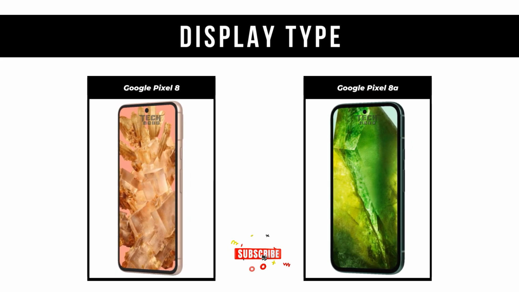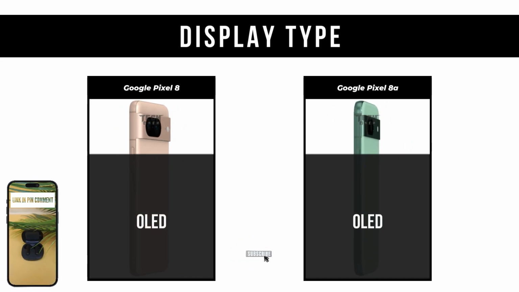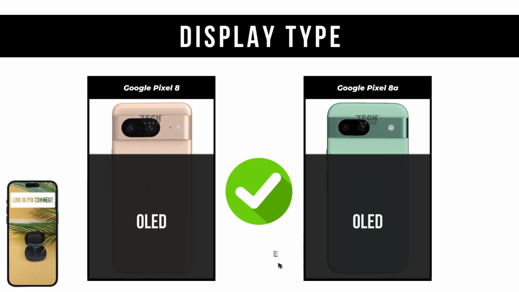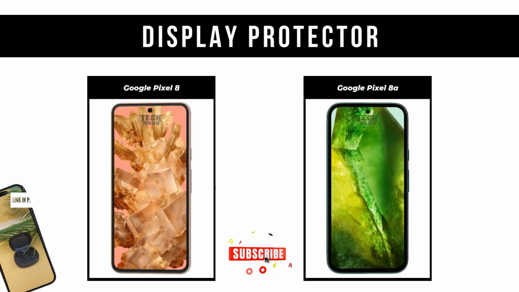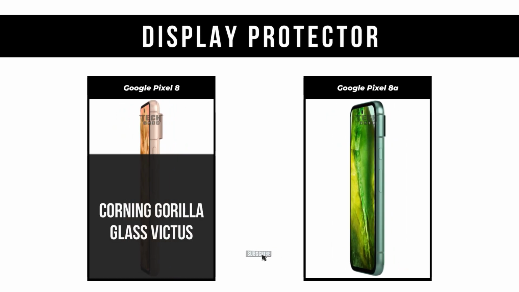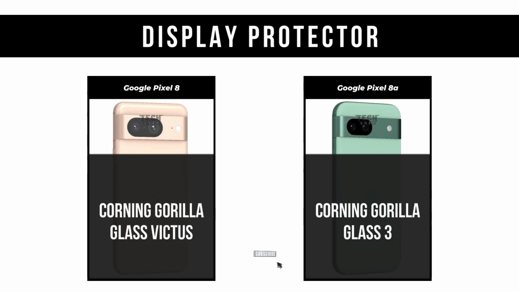Display type. Google Pixel 8 is OLED. Google Pixel 8a is OLED. Display protector. Google Pixel 8 is Corning Gorilla Glass Victus. Google Pixel 8a is Corning Gorilla Glass 3.